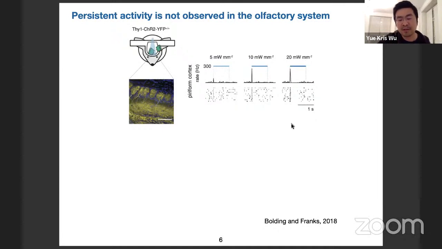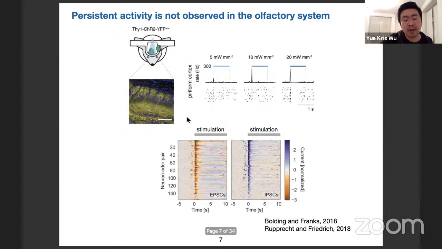Here's one study by Kevin Bolding and Kevin Franks. The optogenetic stimulation activates the olfactory bulb, and they use electrodes to record the neural activity in the piriform cortex. Those are the responses in the piriform cortex to different light intensities. You can clearly see that the responses are transient with huge peaks. This experiment was done in mice, but the transient response is also observed in other species.